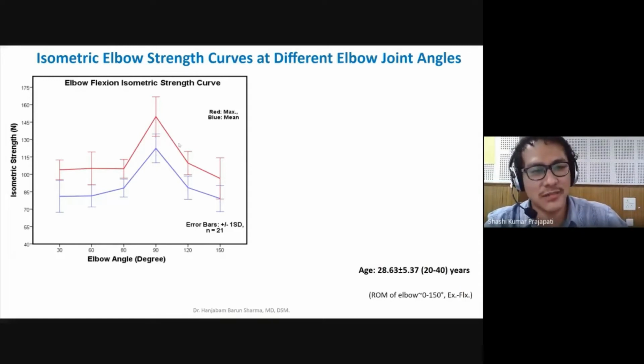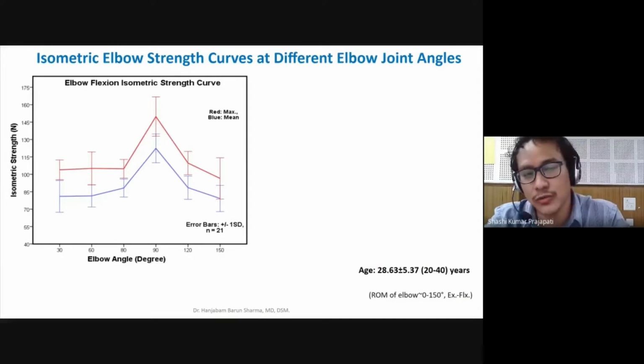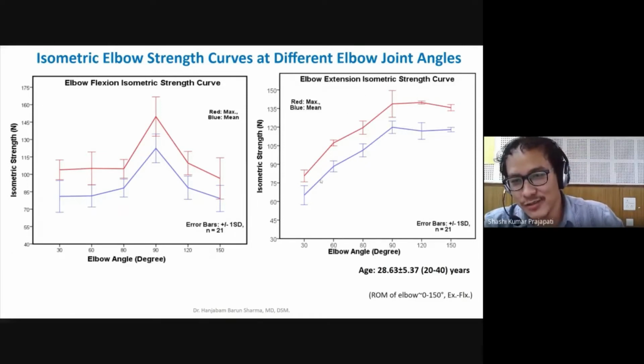Red one is the maximum strength, and the blue one is the mean, because we have asked the subject to do maximum contraction for 5 seconds. So this is the recording. However, when we see the elbow extensor, we can see that it is actually increasing, and we are not able to see the particular peak. Still, at around 90 degree, it is there.